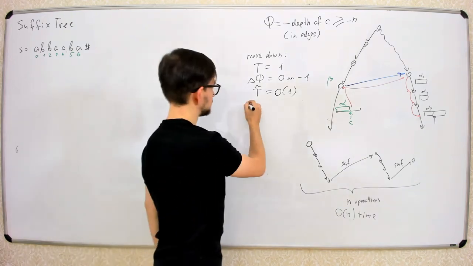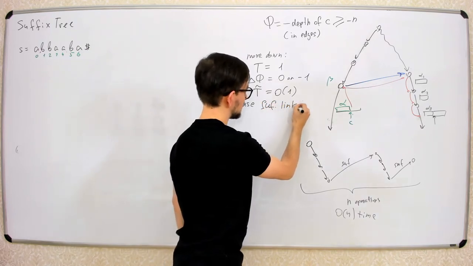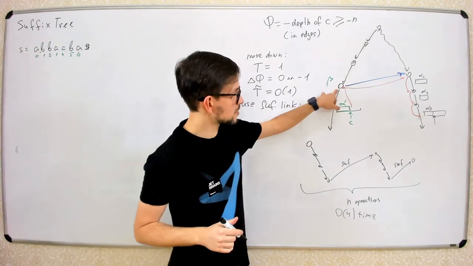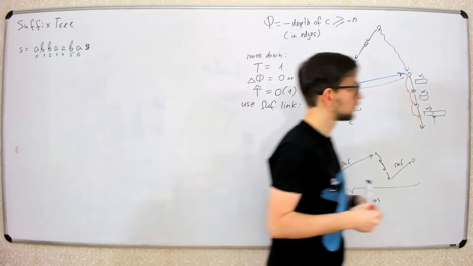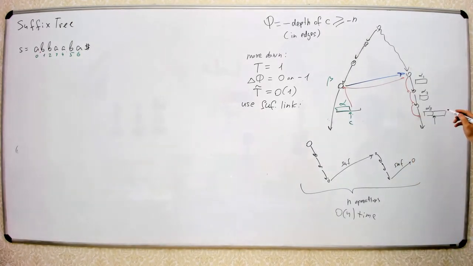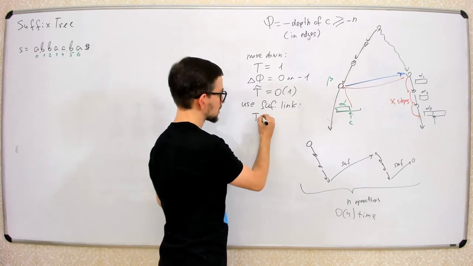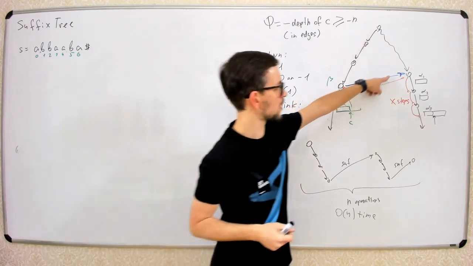Now, when you use a suffix link, what do you do? You go here, then go here, and then apply some steps down. Let's say we apply x steps down. So the time complexity will be 1 plus x: we make some constant number of operations here plus x steps here.